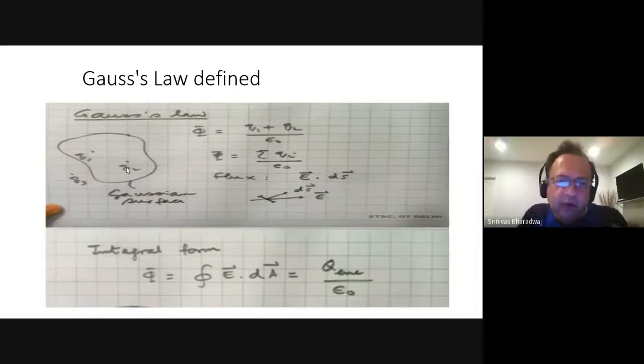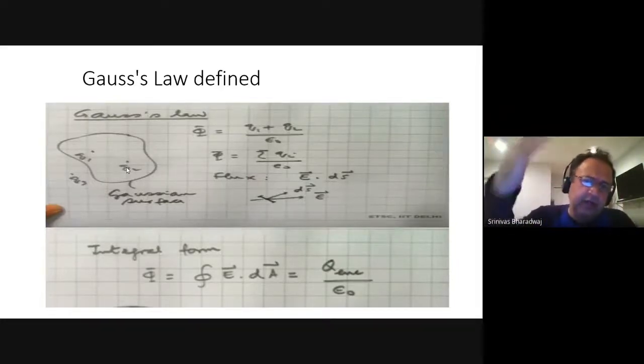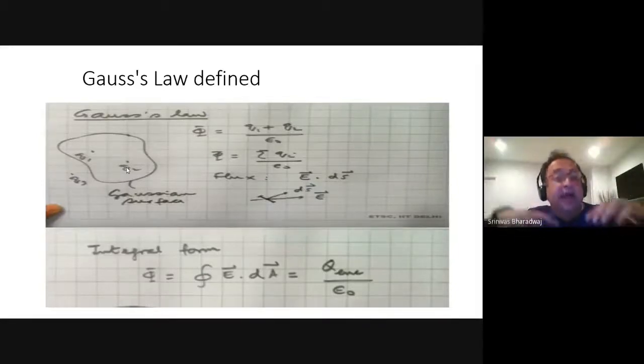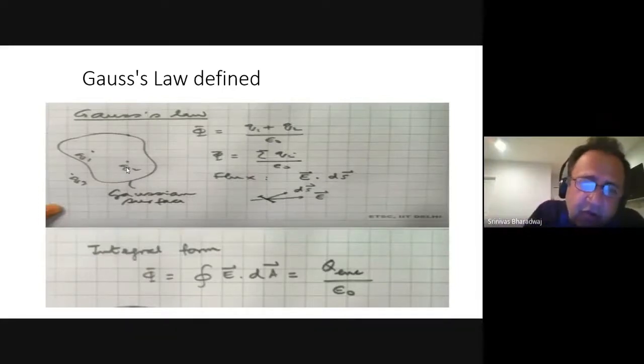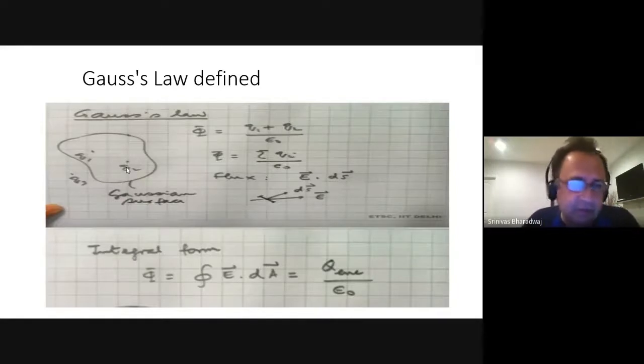Now, what Gauss says is that the total flux emanating out of this closed surface, if you do E dot dA, E dot dA, E dot dA, and you integrate it all over that surface or any closed surface, will equal the enclosed charge divided by epsilon naught. It is a law that it will equal the enclosed charge divided by epsilon naught.